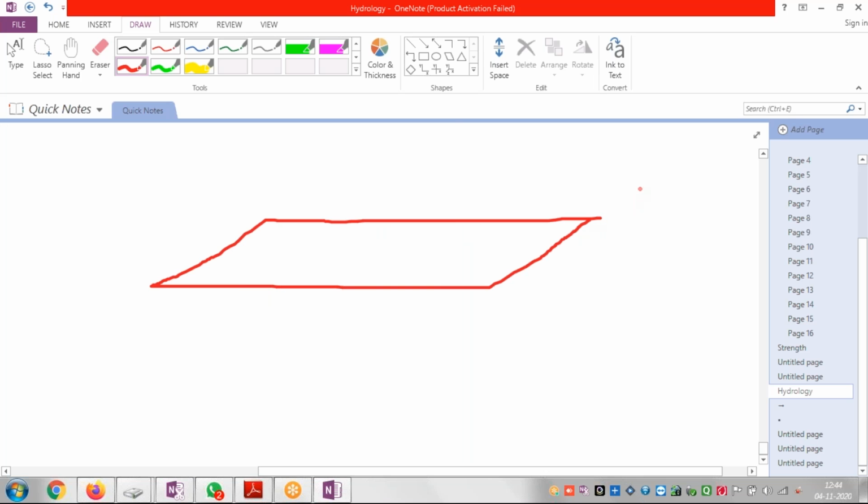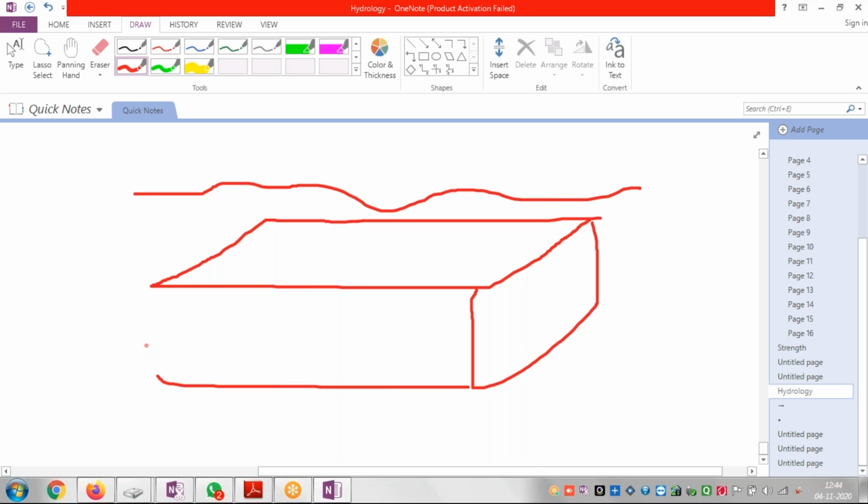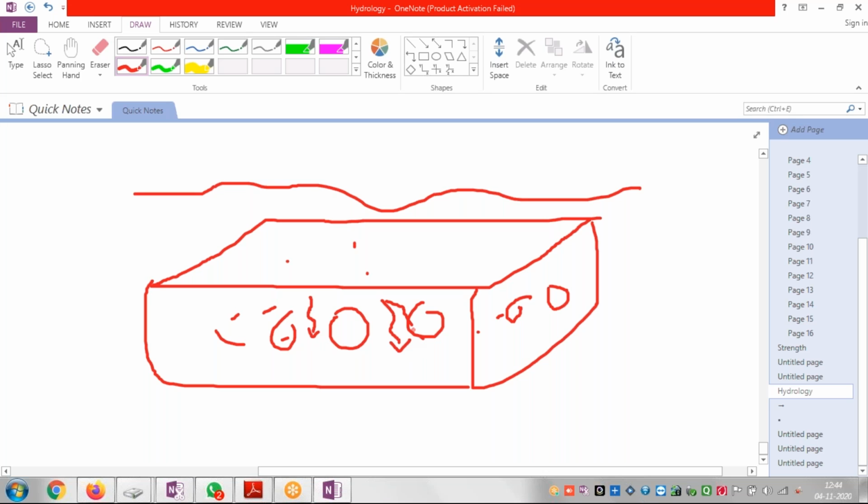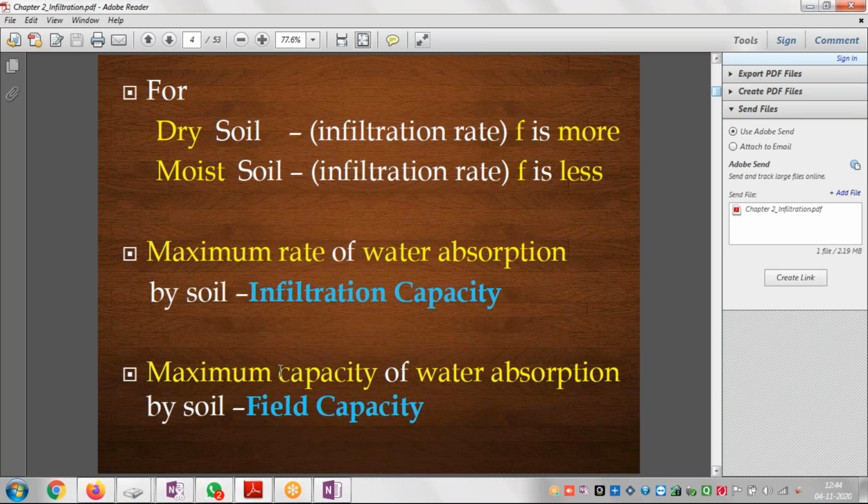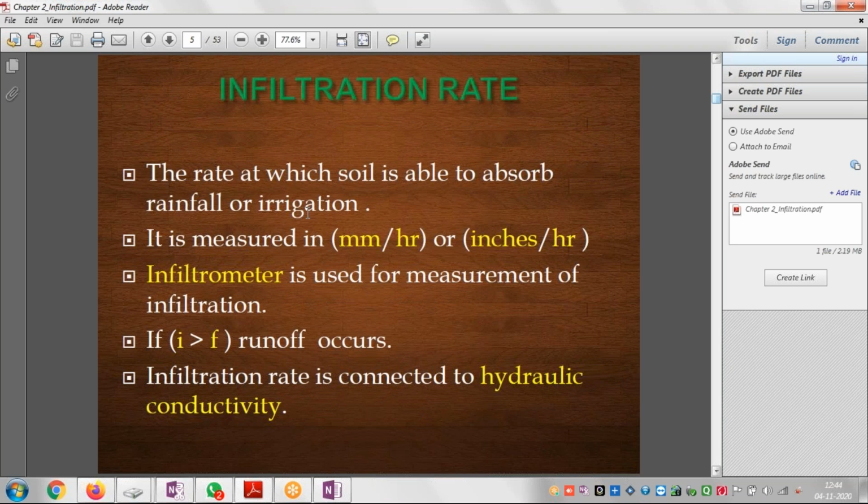Capacity means, suppose this is the soil, and below the soil, how much quantity of water is collected. Suppose there is some stone, and within that stone there will be some pores, and within those pores there will be the water, right? So that is called the capacity of water absorption. Now another point is infiltration rate. The rate at which the soil is able to absorb the rainfall or irrigation is called infiltration rate. Generally it is measured in mm per hour or inches per hour, right?